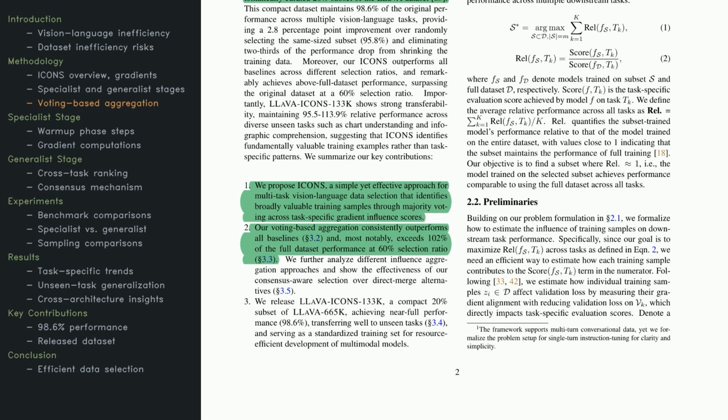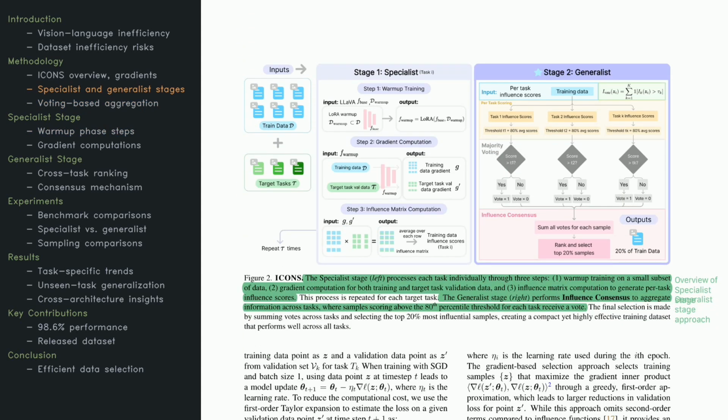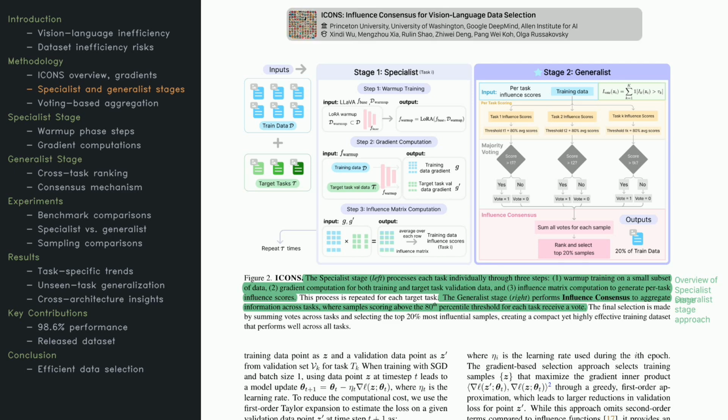Under the hood, ICONS uses gradient-based metrics to figure out each sample's relevance, focusing on how much it affects validation loss. That helps ensure the chosen data transfers well across multiple tasks. In this part, the authors break down how ICONS processes training data in two main stages: specialist and generalist.